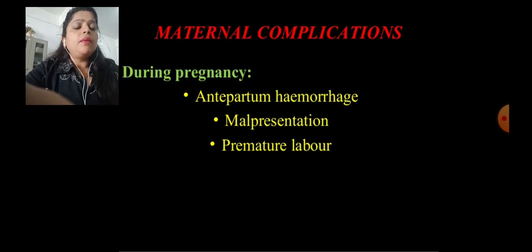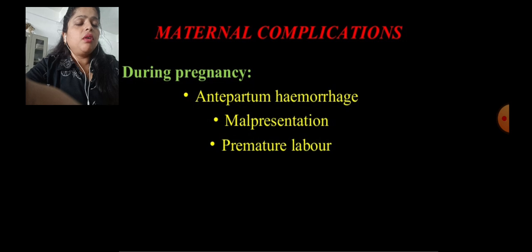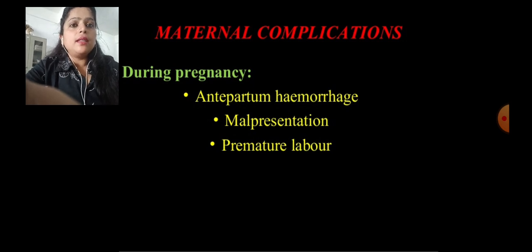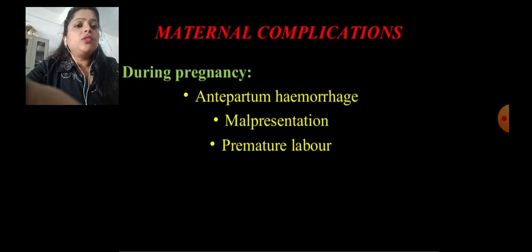In antepartum hemorrhage, due to the pressure exerted by the head of the baby, bleeding occurs, due to which anemia and blood coagulation problems or blood loss happen, and there is a low Hb level in the female. So one cause is antepartum hemorrhage. Second is malpresentation. As the placenta is placed in the lower uterine segment, there are chances of malpresentation of the fetus. Why? Because here the baby cannot pass.